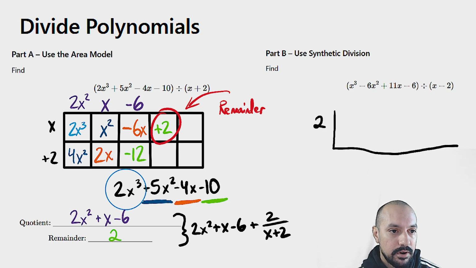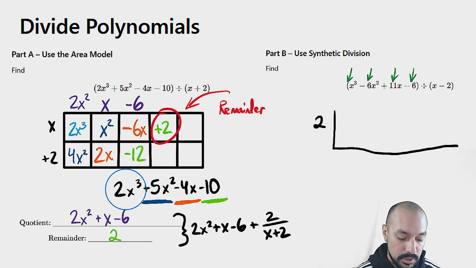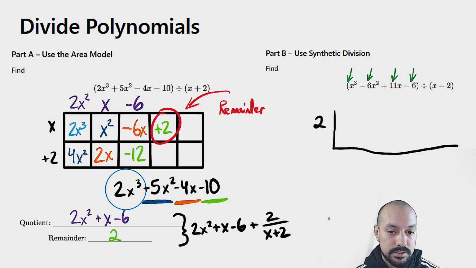And then I want to grab all the coefficients from the dividend. If there's any coefficients that are missing or you can't see them, they're probably 0. So you would record a 0. If you don't put that 0 in as a placeholder, it's going to mess up. So we have 1x to the third, negative 6x squared, 11x, and negative 6 as our constant.